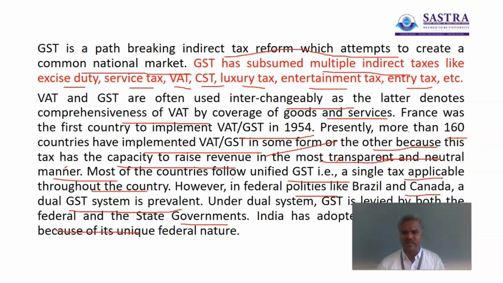India has adopted the dual GST model because of its unique federal nature. The dual system is nothing but we are collecting two types of GST. One is CGST, Central Goods and Service Tax. This is for the central government. Then one more tax we are collecting, SGST, State Goods and Service Tax. State goods and service tax goes to the state government. Central goods and service tax goes to the central government. Okay.